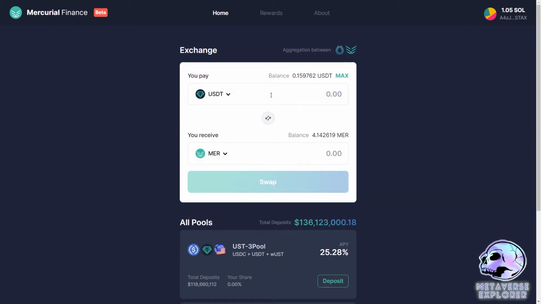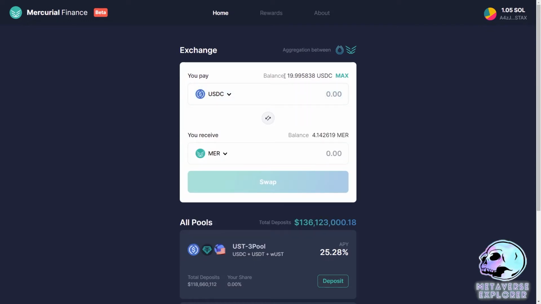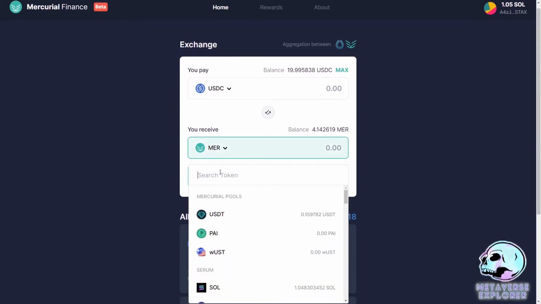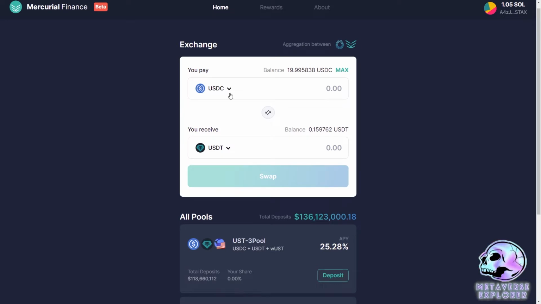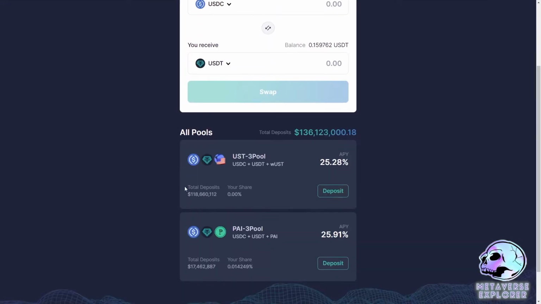Let's do something simple. Let's say I have USDC. As you can see, I have 19.99, so $20 of USDC, and I want to receive some USDT. So stablecoin to stablecoin. Very good. Now, they provide two separate pools, the USDT 3pool and the Pi 3pool.